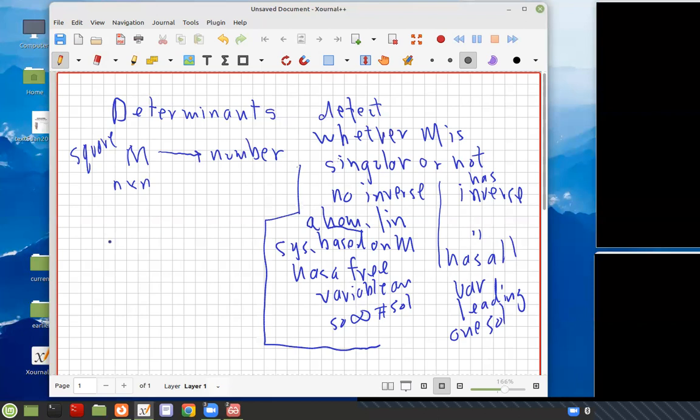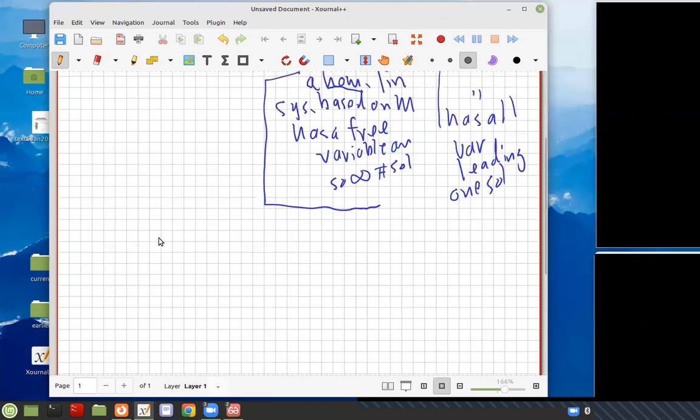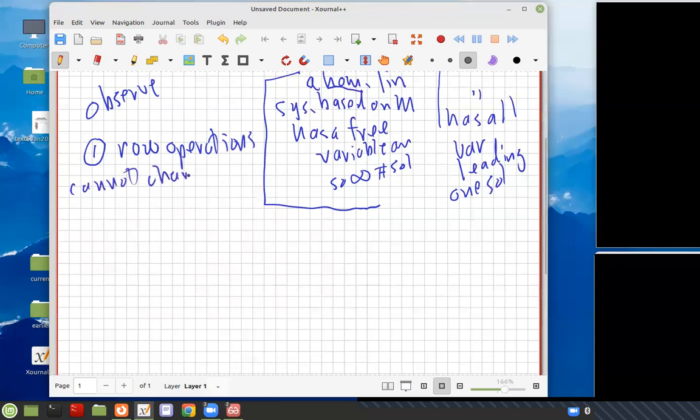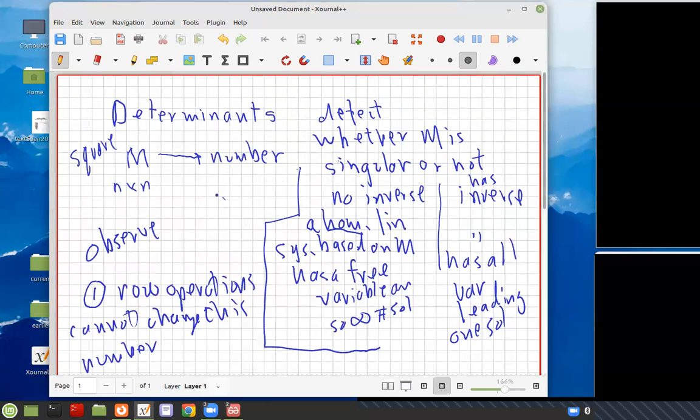Okay, so the idea then is that there's two observations. One is that row operations do not change the number of solutions. Row operations cannot change this number. In the end, we're going to call this map the determinant, or the number that's produced the value of the determinant.